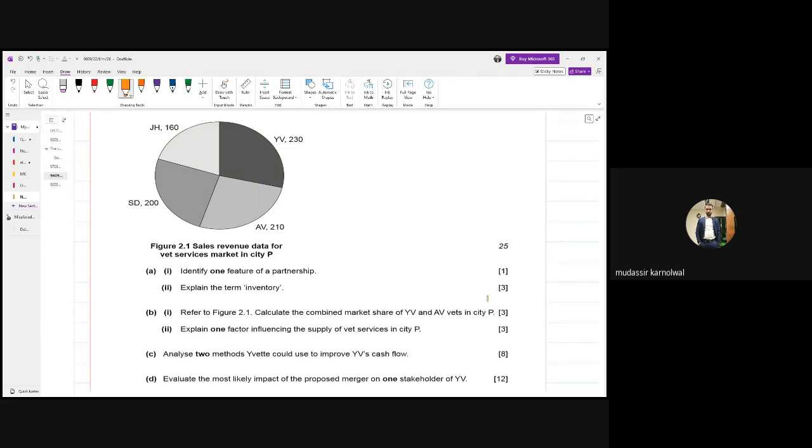Explain one factor influencing the supply of vet services. Now this is interesting. One factor influencing supply. So one factor influencing the supply can be availability of qualified surgeons, cost of production. But the vets are treating animals, they are not producing anything. How would you write cost of production here? They are treating dogs, they are treating cats. So how would you add cost of production here?